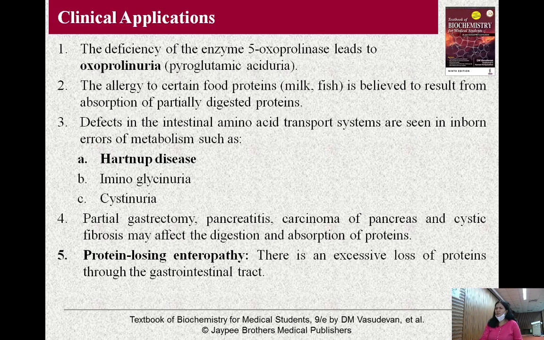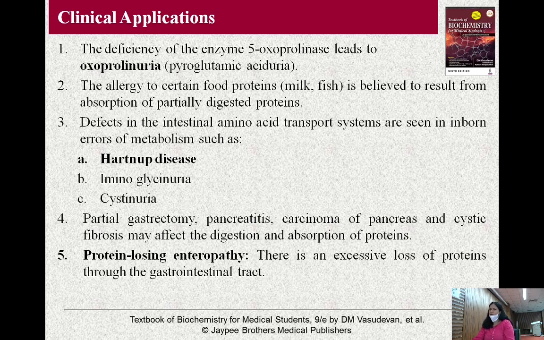Okay, now let us see some of the clinical conditions related to protein digestion and absorption. So this Hartnup's disease, they used to ask, some of the important things only I will mention. Okay, so Hartnup's disease occurs because there is a defect in the transport of tryptophan and neutral amino acids. Okay, please note it down. Hartnup's disease, what is the defect? There is a defect in the transport of neutral amino acids and tryptophan.